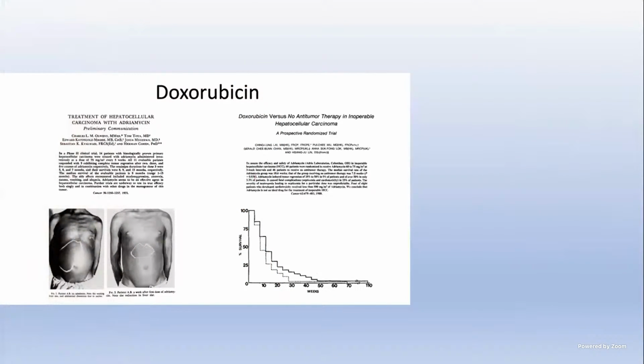Initially, in phase 2 clinical trials in patients with HCC, 11 patients were given intravenous doxorubicin, which showed a reduced response in HCC. And when doxorubicin was compared with no anti-tumor therapy in inoperable HCC, survival was better in patients who received it than with placebo.